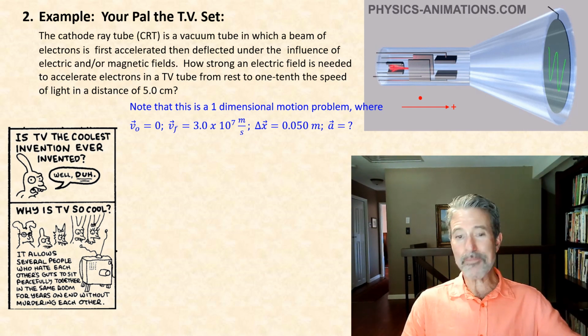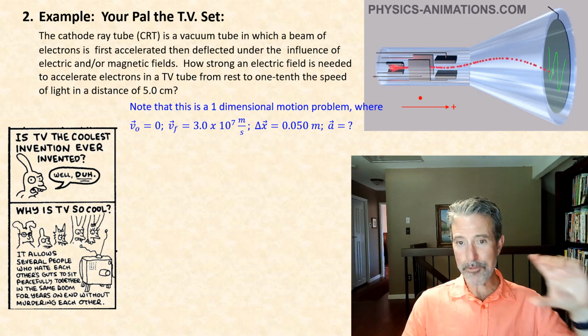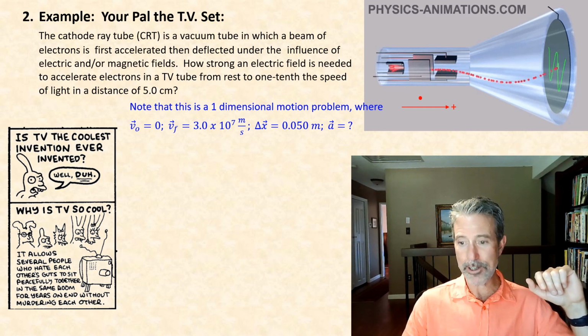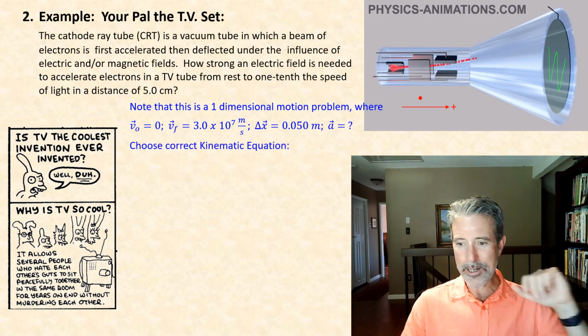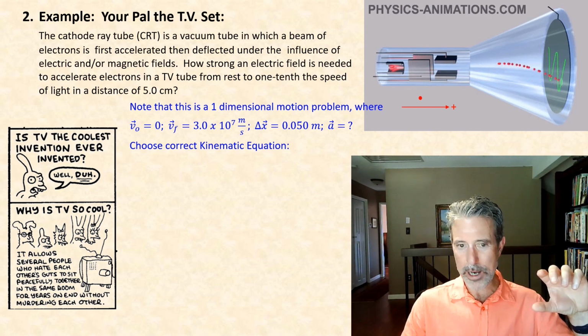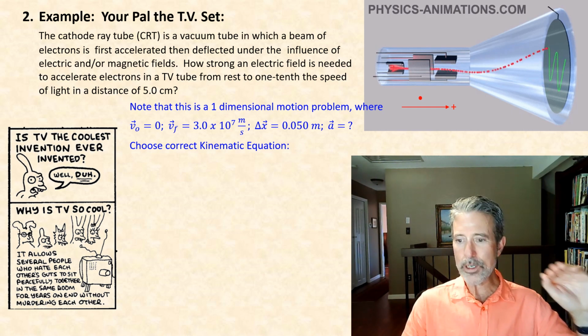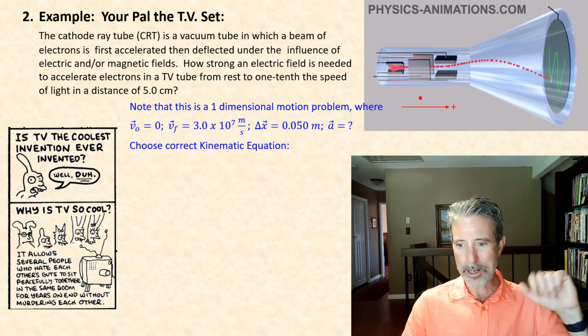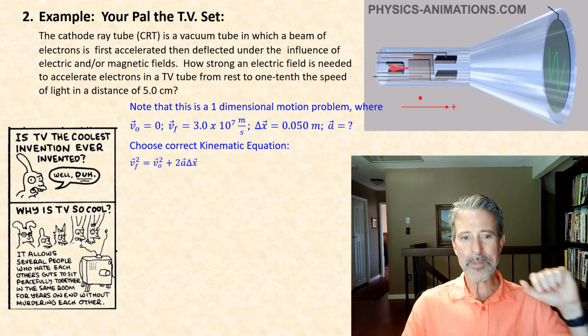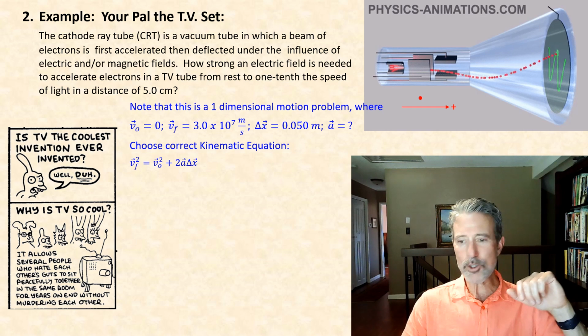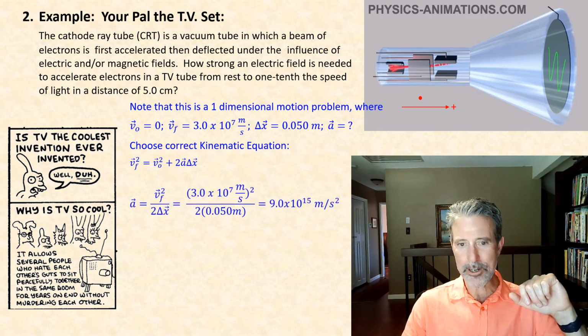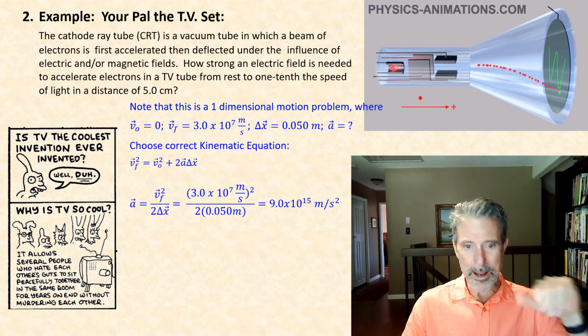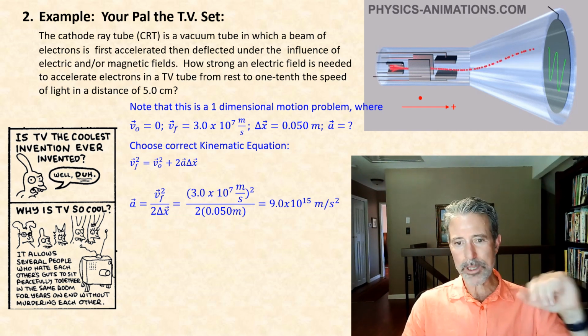Now, what we're trying to find ultimately is the electric field strength, but we have an expression for that in terms of the acceleration. So we need to start by finding the constant acceleration. We've got to choose the correct kinematic equation. All those kinematic equations contain 4 variables, 3 of which are known, 1 is unknown. So there's one kinematic equation that contains these 3 knowns and 1 unknown. We solve it for the desired unknown, the acceleration. We plug in the numbers, and we come out with an acceleration of 9 times 10 to the 15th meters per second squared.